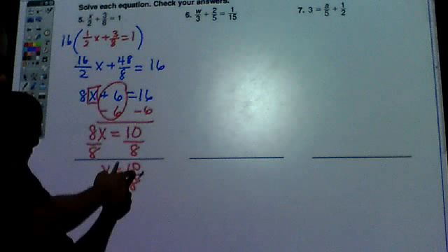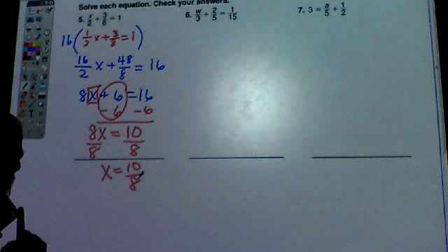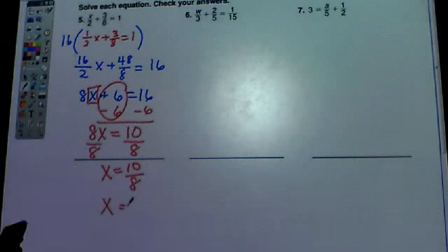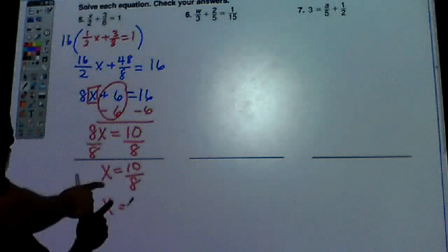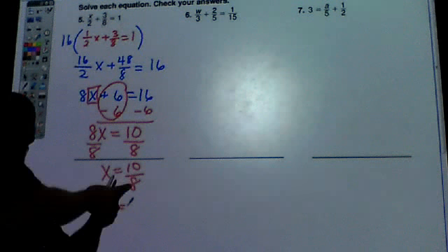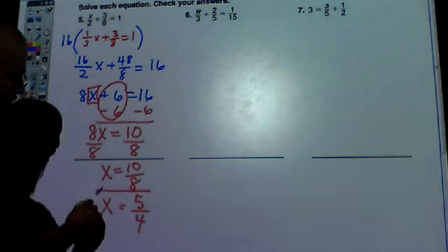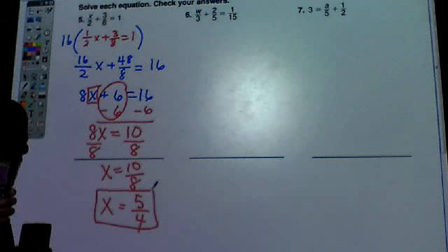Now this fraction right here reduces. Let me think. What number goes into 10 and 8, which is the lowest common denominator? Well, let's see. If I use 2, this becomes a 5, and this becomes a 4, and that is the lowest form I can go to.